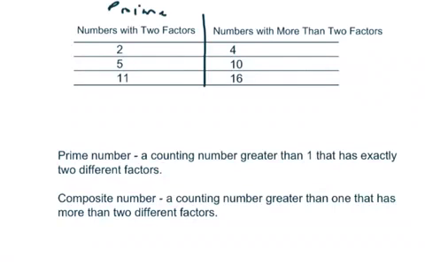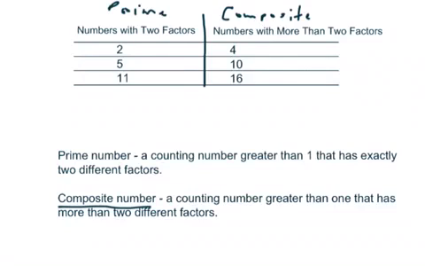Goodness, that's not written very neatly for you, sorry. And then on the right, composite, but let's look down at the bottom here at the definition of a composite number. So a composite number is a counting number greater than 1 that has more than 2 different factors. So we can see that this on the right is going to be our composite numbers. Hopefully you can write that neater in your notebook than I can write it on the screen.